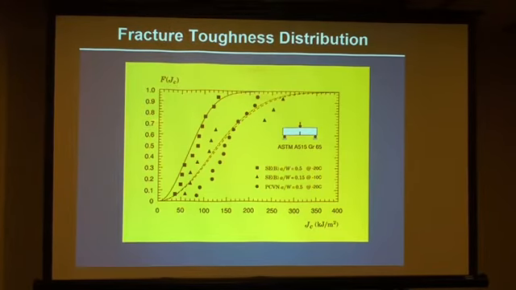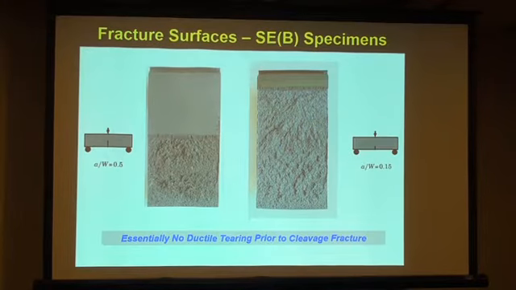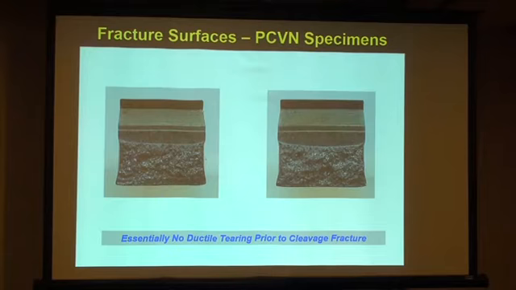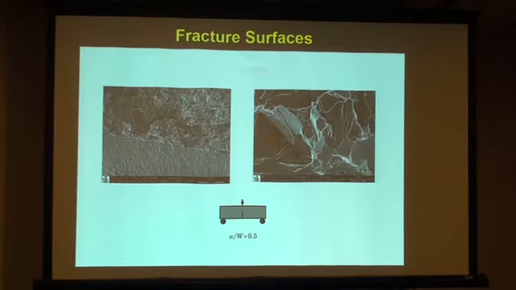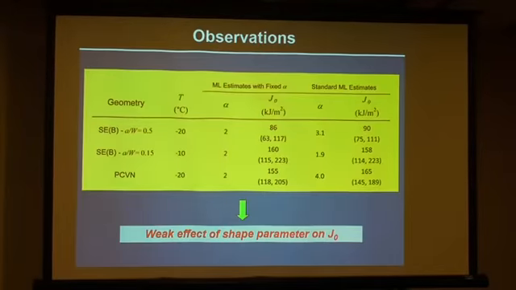Okay, and these are the toughness distributions here. This is the deep crack SCV, and those are the shallow crack at -10, and also the pre-cracked Charpy at -20. We didn't see any ductile tearing, which is good because then you can apply the approach directly in a straightforward manner. So this is for the deep crack and shallow crack, and also for the pre-cracked Charpy. No ductile tearing, even though we did see much larger plastic deformation here. Just to give you an idea, almost pure cleavage in all the specimens.